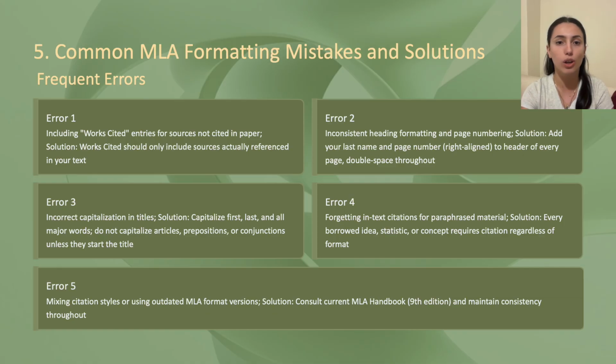The slide also highlights mistakes with capitalization in titles. MLA uses title case, meaning you capitalize all titles' major words. Another big mistake is forgetting to cite paraphrased material. Even if you put the idea in your own words, you still need a citation. And finally, some students mix different citation styles. To avoid this, always follow the MLA Handbook 9th edition.